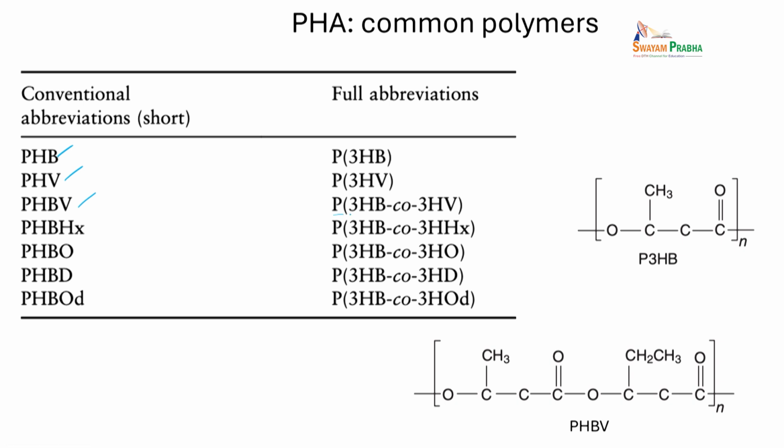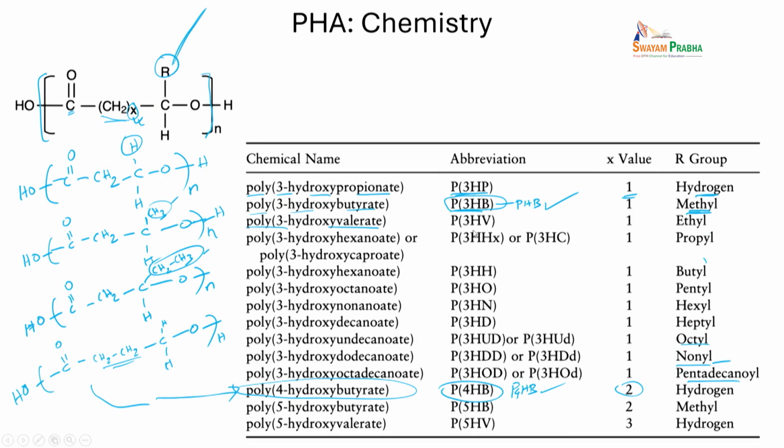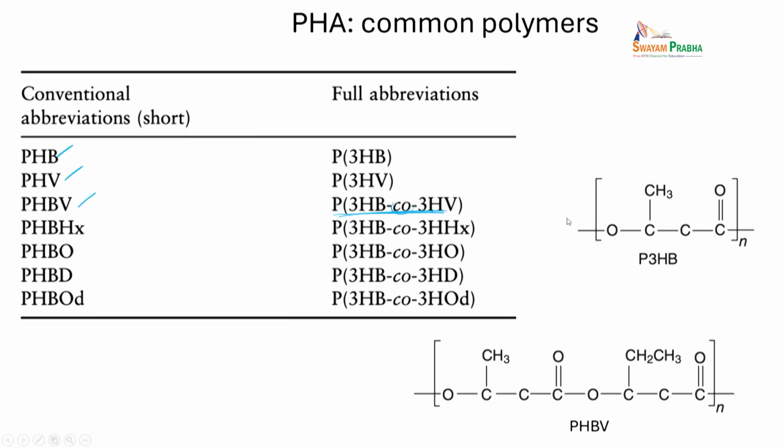For example, here you can see a copolymer of P3HB. This "co" means copolymer with P3HV. So P3HB and HV are these two. If you have these two groups together, then you have what is called PHBV. It's basically a copolymer, and you can see many other combinations. You take any two of those PHAs, and if you can copolymerize, then you have this.